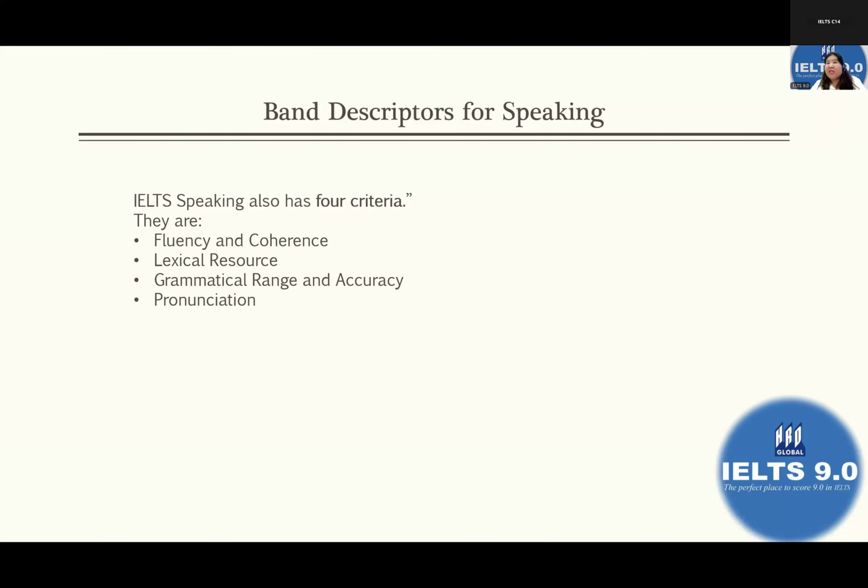Finally, pronunciation. Pronunciation is about being clear and easy to understand, not about having a perfect accent. For example, clear word stresses, sentence stresses, and natural intonation help the examiner understand you easily. Strong pronunciation supports communication, while unclear speech makes understanding difficult. IELTS speaking is not about memorizing answers. Examiners listen for clear ideas, logical development, and natural communication. The more natural you sound, the higher your speaking score will be.